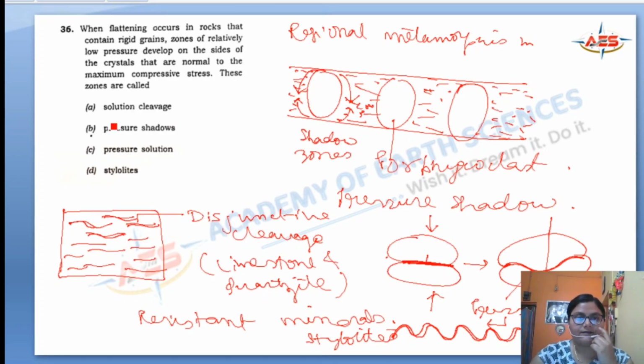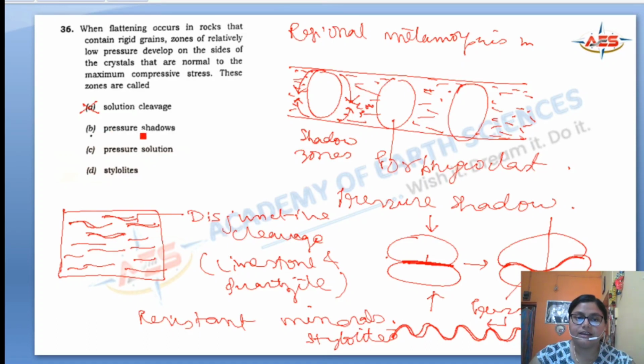Now in the case of the pressure solution cleavage, the disjunctive cleavage, there are no such rigid grains along which there is a deposition of the matrix mineral on either side. So solution cleavage will not be the answer.